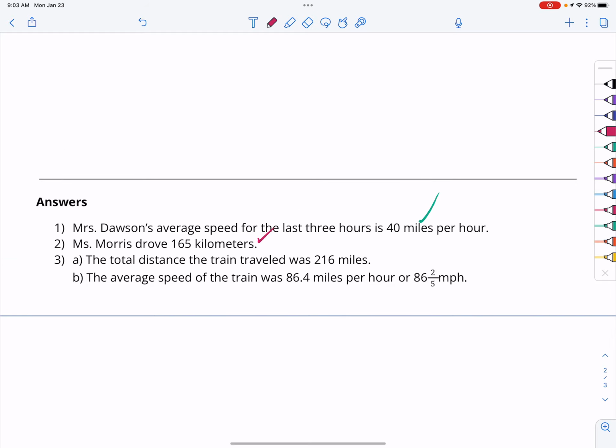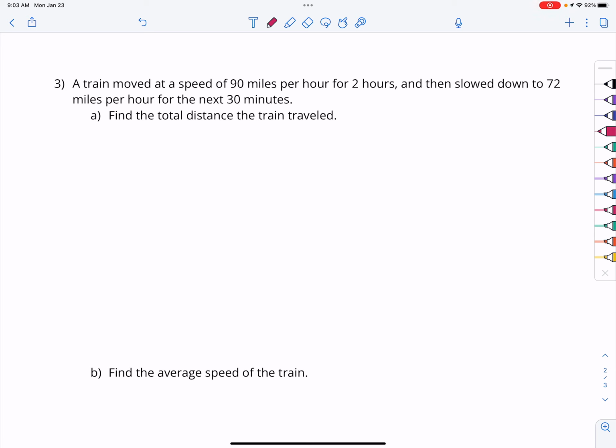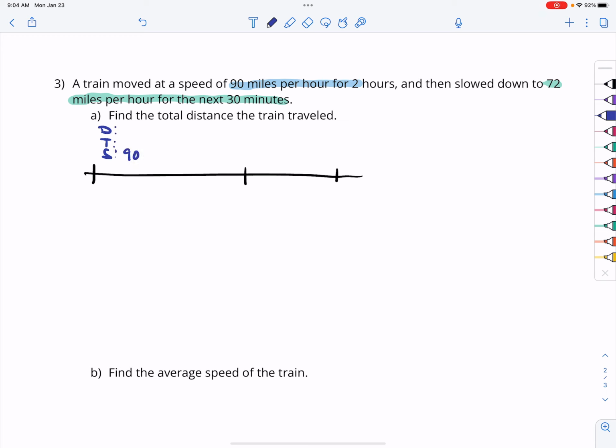That is correct. So number 3, a train moved at a speed of 90 miles per hour for 2 hours, then slowed down to 72 miles per hour for the next 30 minutes. Find the total distance the train traveled. So again, we have 2 chunks, 2 hours and 30 minutes. So here, our blue work, we know our speed and we know our time, but we don't know the distance. And then our speed is 90 miles per hour, and our time is 2 hours.